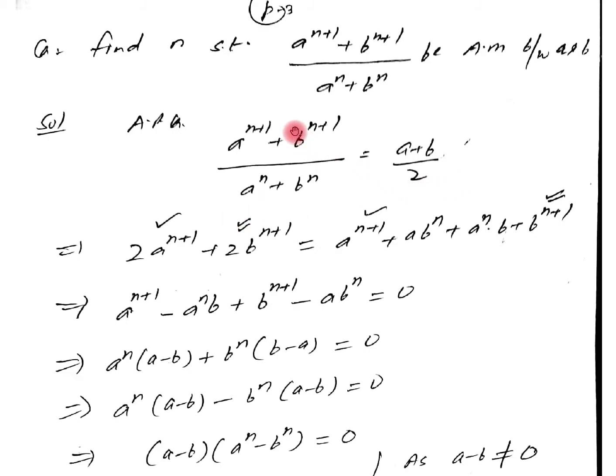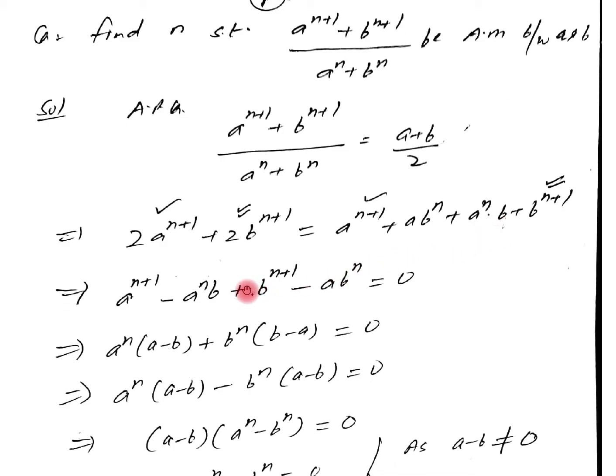Now doing the cross multiply, 2 into a raised to power n plus 1 plus 2 into b raised to power n plus 1 equal to, again multiplying these two, it is what? a raised to power n plus 1 plus a into b raised to power n. Similarly multiplying by b, a raised to power n into b plus b raised to power n plus 1.